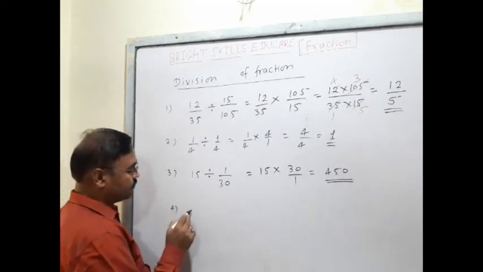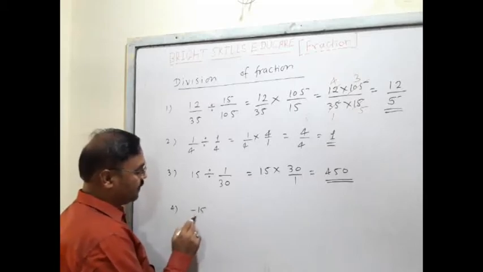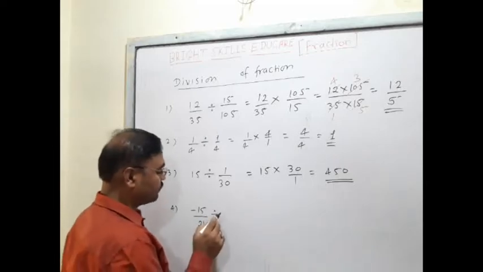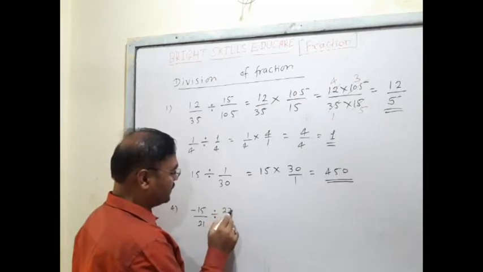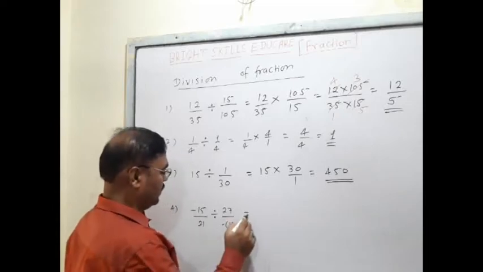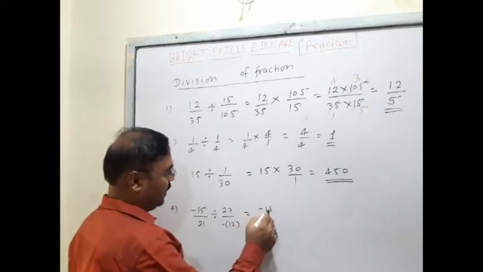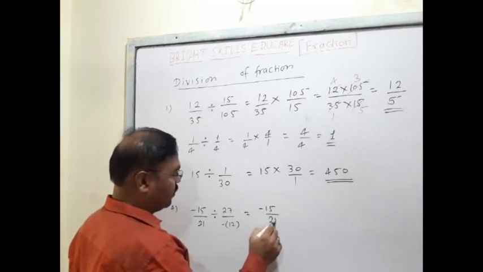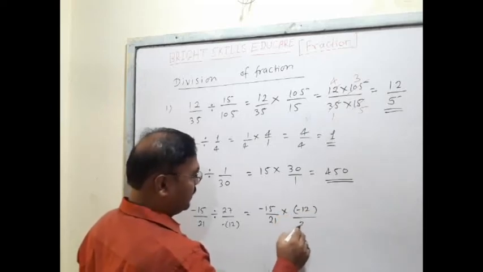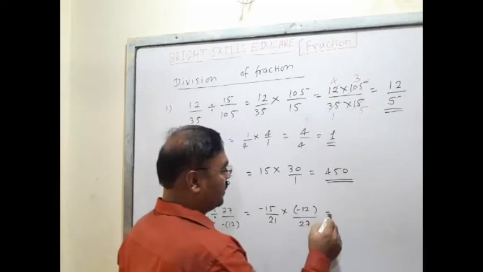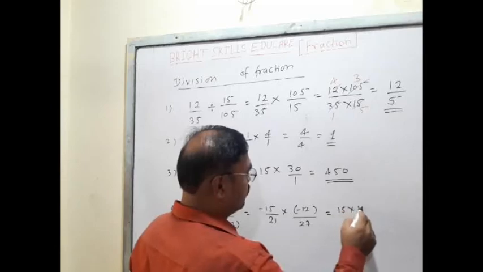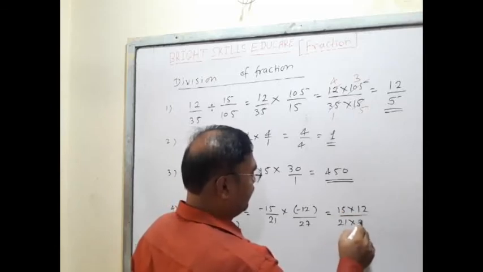Fourth example, minus 15 upon 21 is divided by 27 upon minus 12. See here students, same thing, minus 15 upon 21 into minus 12 upon 27. Now here students, minus into minus becomes plus. So it is 15 into 12 upon 21 into 27.